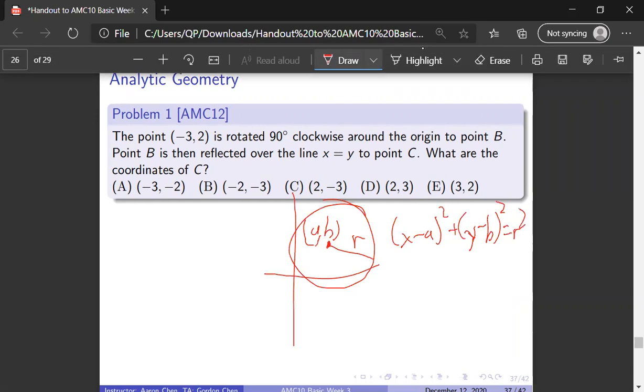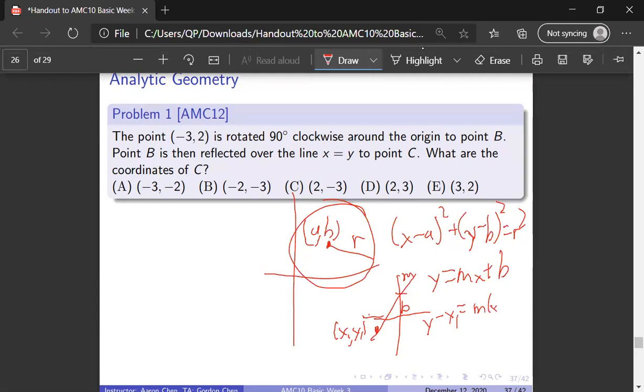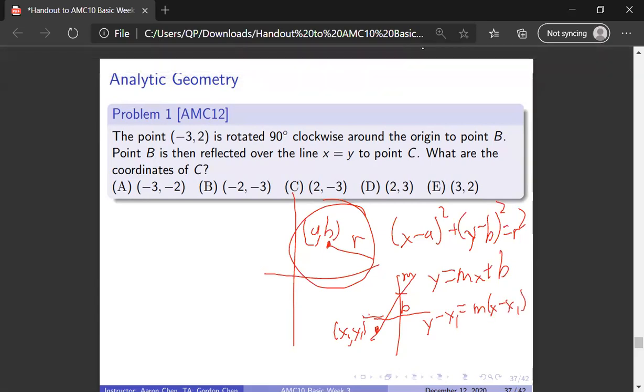And the basic form of a line is y equals mx plus b, where this is b and m is the slope. Another way is if you're given the slope and the point (x1, y1): y minus y1 equals m times (x minus x1). The first form is known as slope intercept form, and the latter is known as point slope form.